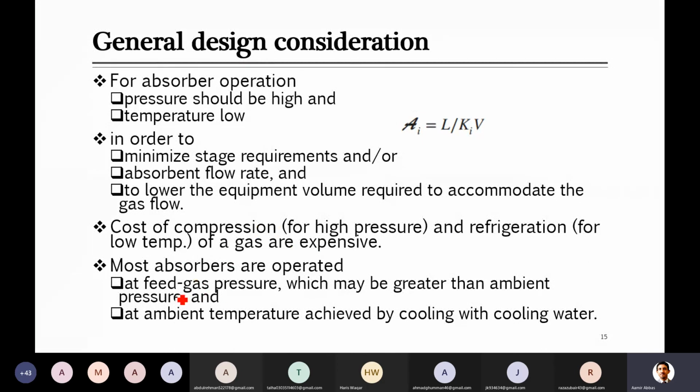So they are usually operated at feed gas pressure, which may be somewhat greater than the ambient pressure. You don't go for specific compression to increase the pressure inside the column; the pressure which is already coming inside the column can be used. The ambient temperature of the liquid solvent you are using can be cooled with the help of cooling water, and up to that temperature it can be used.